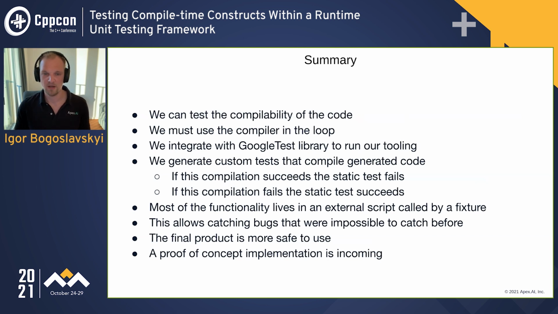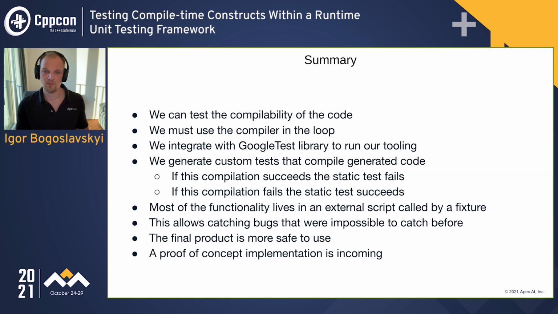Basically, with this, we would be able to test the compilability of the code. At least I don't see another way around using the compiler in the loop, which actually comes with the downside that, depending on your code base, it might take a while to compile something. So a lot more work has to go into the tooling to make sure that this all happens quickly and that we can reuse the pre-compiled parts.